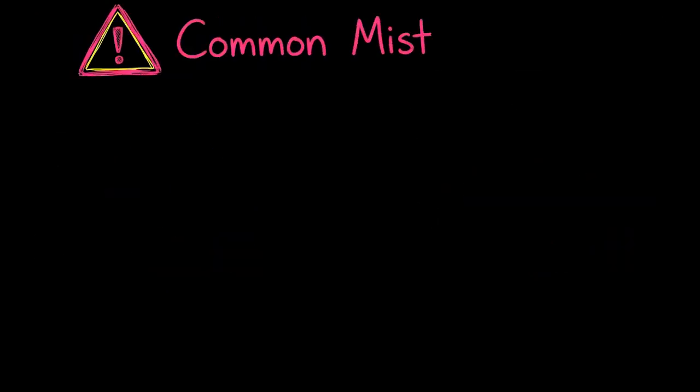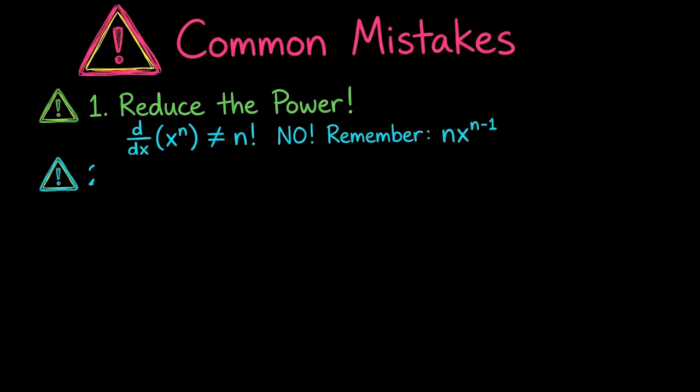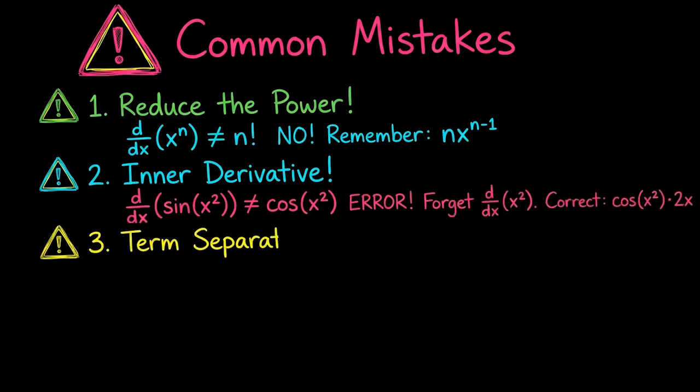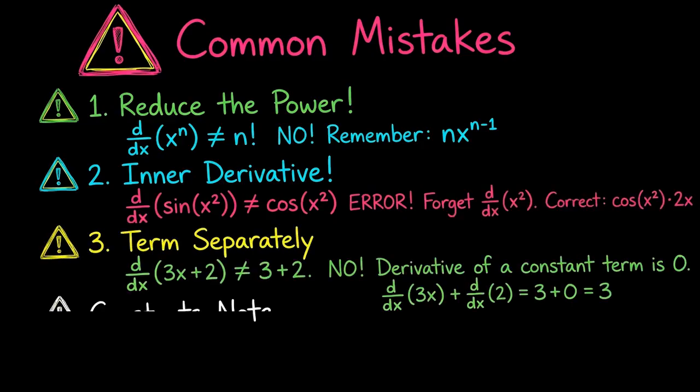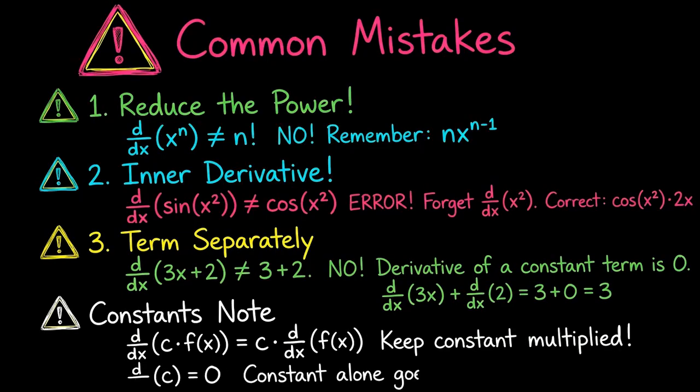Finally, common mistakes. Don't forget to reduce the power in the power rule. Don't forget to multiply by the inner derivative in the chain rule. Always differentiate each term separately, and only drop constants when the entire term is constant.